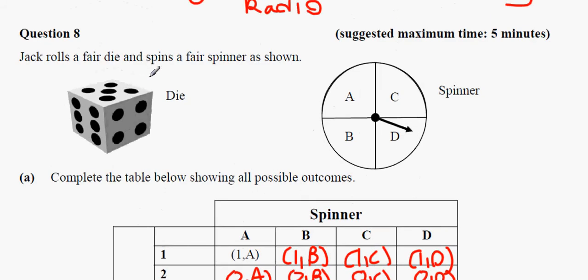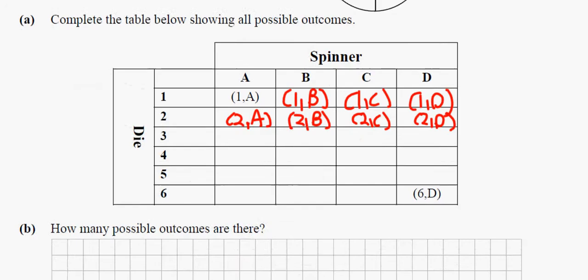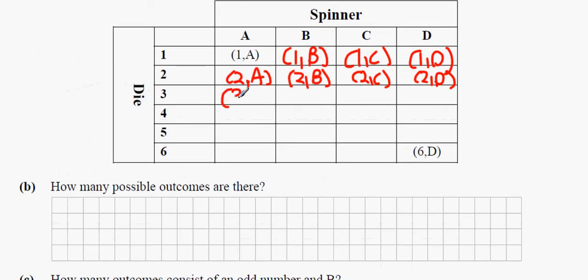So basically, the dice has 6 outcomes. The spinner has 4 outcomes. 6 multiplied by 4, you're going to have 24 different results. A 4 and an A, a 4 and a B, a 5 and a C, a 6 and a D. You have all these outcomes, okay? So you just have to fill out this table.